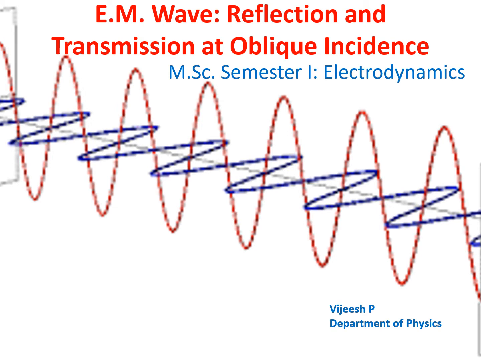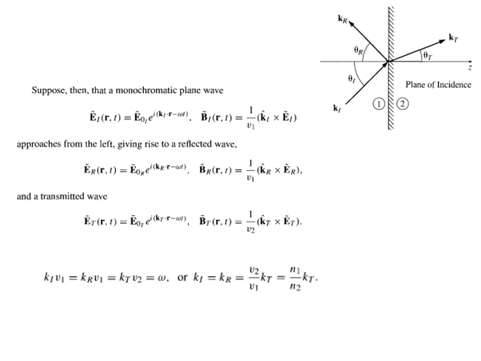So next we are going to discuss reflection and transmission at oblique incidence, that is at any angle other than 0 degrees, on a boundary between two linear homogeneous media. So here you can see a wave incident on a boundary between two linear media. You can see two media there, medium 1 and medium 2.